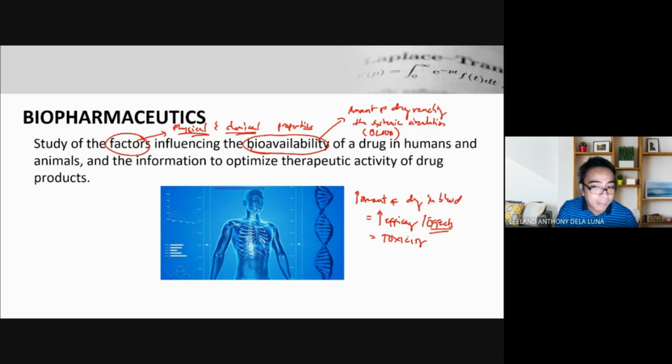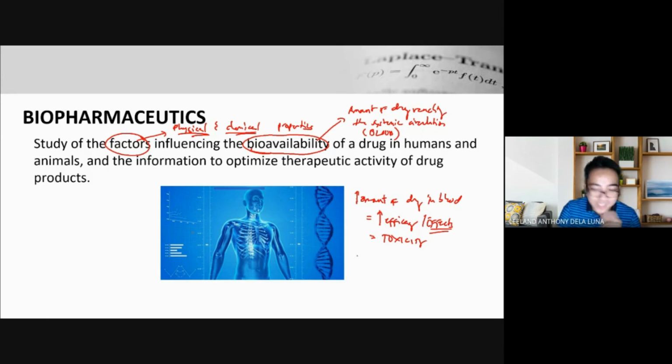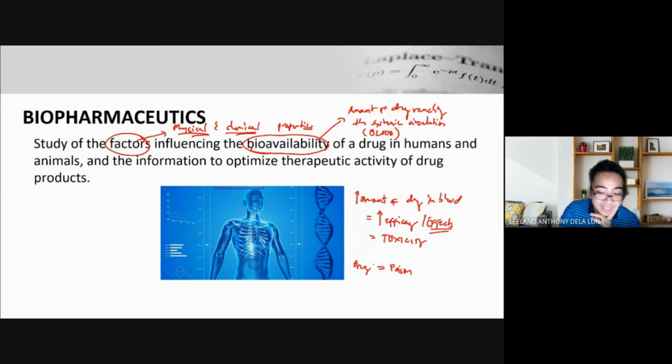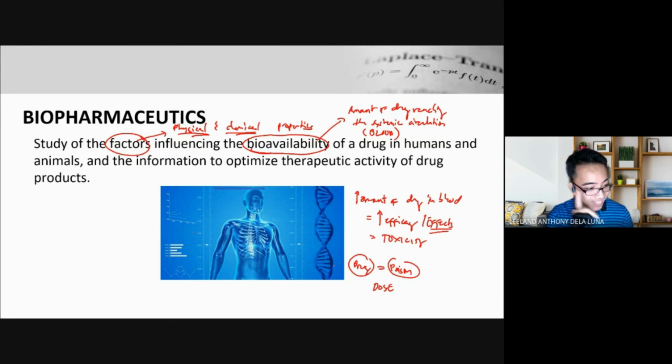Kasi again, class, sabi nga natin, what separates a drug from a poison? It's simply the? Anyone? What separates a drug from a poison? Yes, Miss Melody. Dosage po. Amount of dosage. Okay, very good. So class, what separates a drug from a poison is simply the dose. Si Paracelsus ang nagsabi nito. Yes, the dose makes the poison.